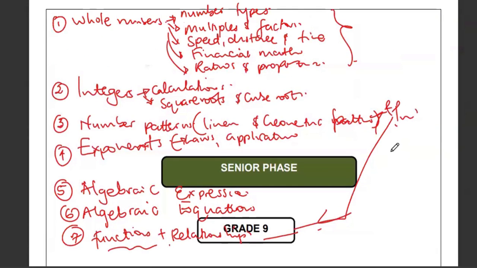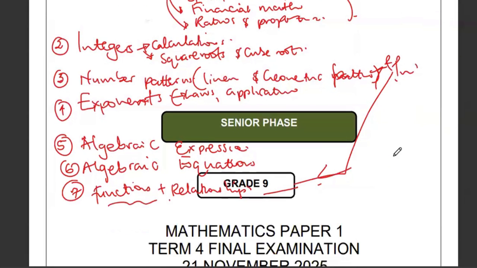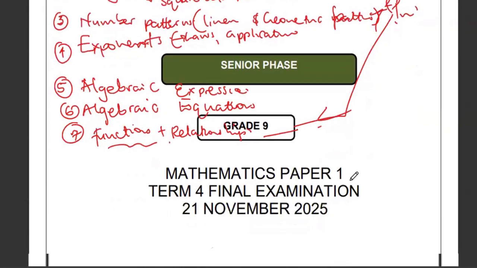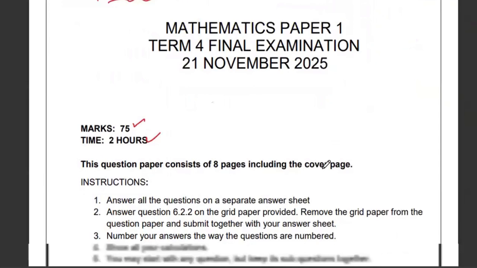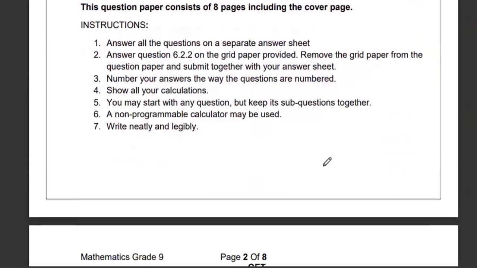So I'm going to use this paper just as a dummy or just as a revision guide. So follow through and let's see how we would have done a paper of this magnitude. So this paper is 75 marks. Duration should be 2 hours. The instructions are clear. We need to answer all the questions. Then 6.2.2 must be answered on the grid and number your answers the way the questions are numbered. You need to show all the calculations. Grade 9s, this is important.